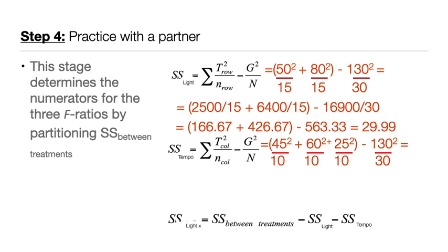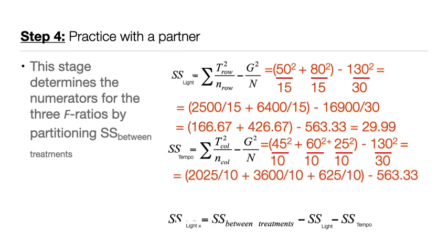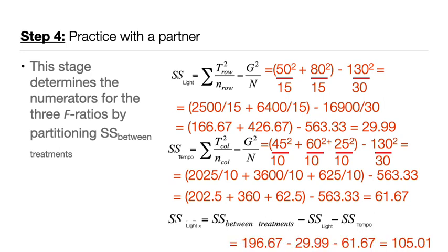When you do it for tempo, we have 3 different conditions. And so again, 30 people, we had 10 people in each of the tempo conditions. So 45 squared divided by 10, 60 squared divided by 10, 25 squared divided by 10. And again, notice that those 3 10s together equal 30. Again, we want to balance those values out. And so again, when we do those calculations, we get 61.67. To look at our interaction, we will take our sums of square between treatments that we had already been given of 196.67.